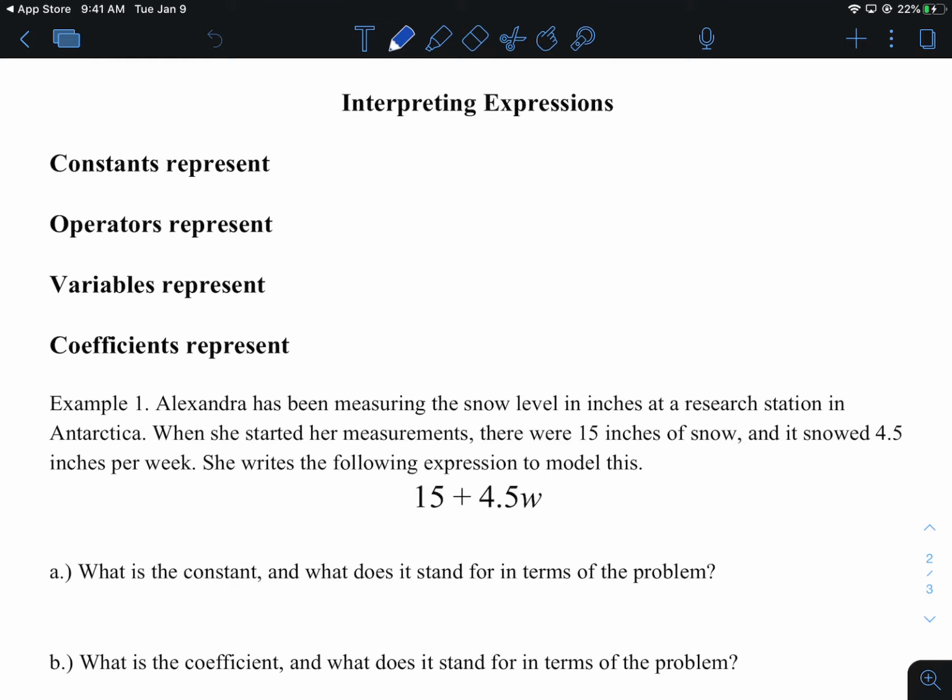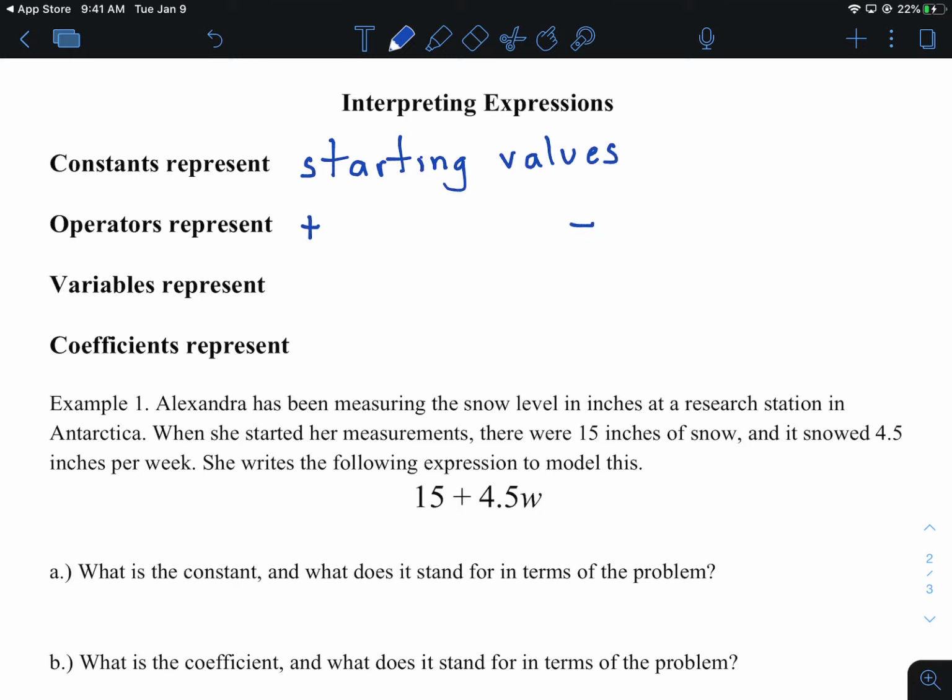Welcome. In this video, I'm going to talk about how we interpret the different parts of expressions given real-world context. So constants don't change, and usually what they'll represent in a real-world problem is a starting value. Operators represent what's happening in the situation. In these expressions, we'll see terms either combined by a plus or a minus.